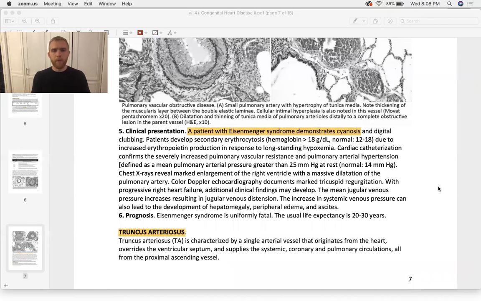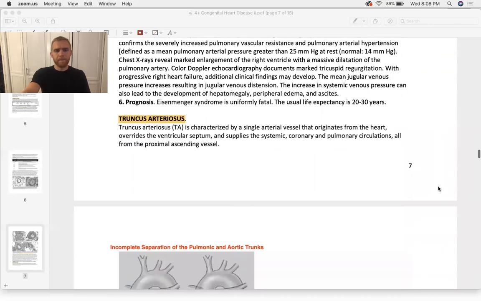So going on to the clinical presentation, Eisenmenger syndrome is nearly equivalent with cyanosis, or at the very least, you won't be able to tell if it's Eisenmenger or not until the patient does present with cyanosis and/or digital clubbing. So those are the two signs to keep an eye out for with Eisenmenger.